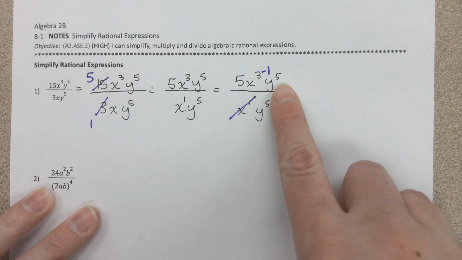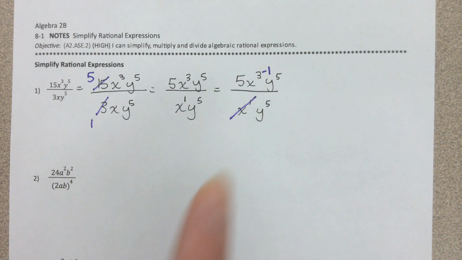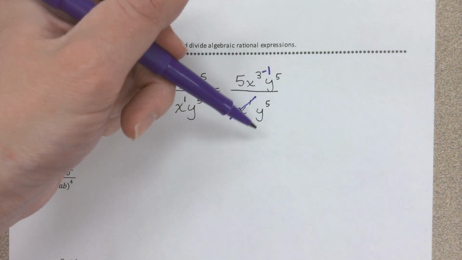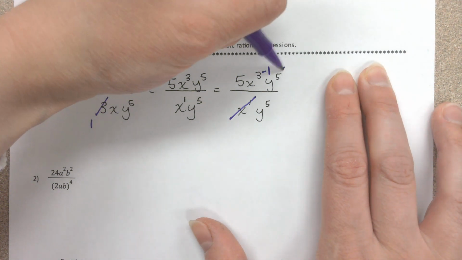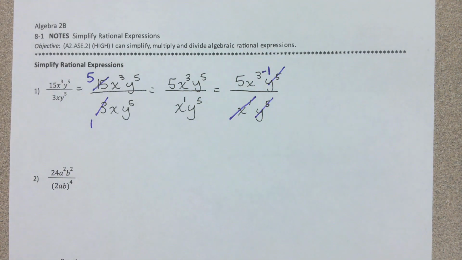Now let's look at the y's. We have y to the 5th and y to the 5th. They have the same exponent. So if I subtract 5 minus 5, that's 0. The y will disappear. So since I have the same number on top and bottom, you can just completely cancel those out. Same thing, top and bottom, it's just gone.